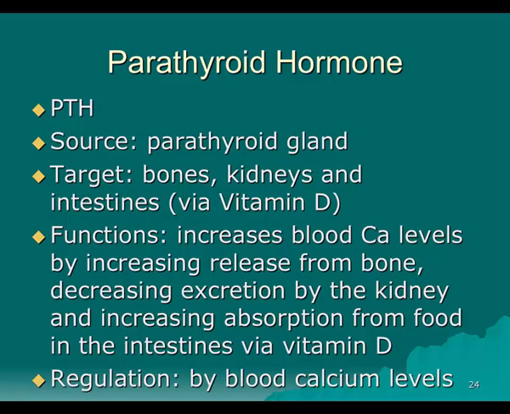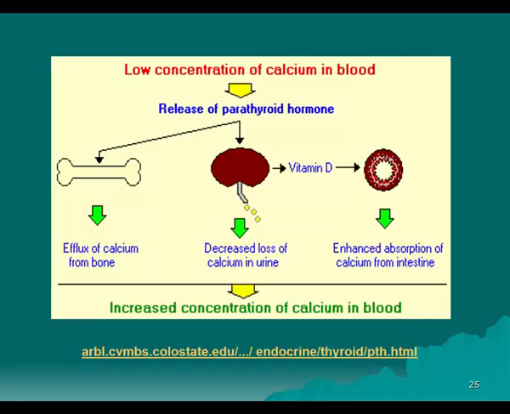Again, blood levels of calcium help regulate how much parathyroid hormone is released. This picture kind of sums up those 3 hormones there. When blood calcium levels are low, for example, it tells the kidneys to save it, it tells the bones to release it, and via vitamin D it helps us increase absorption of it. The idea being all of these 3 things will get your calcium levels back up.